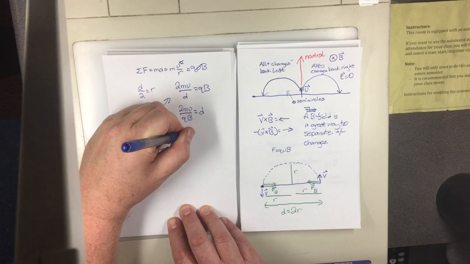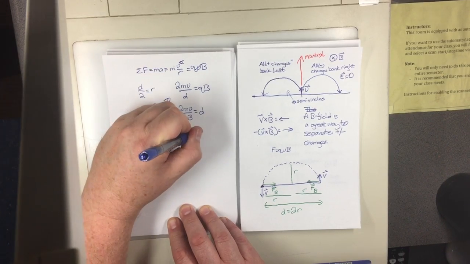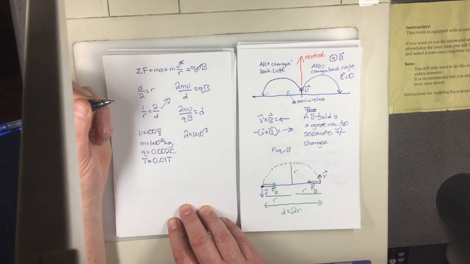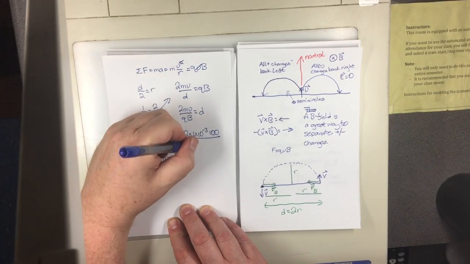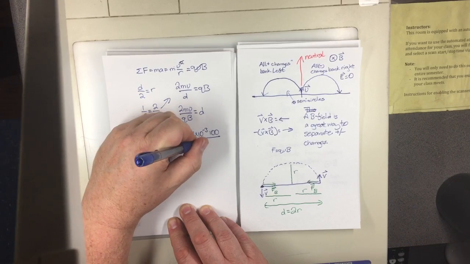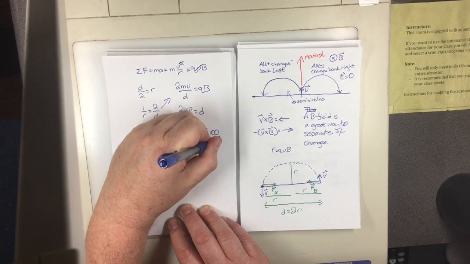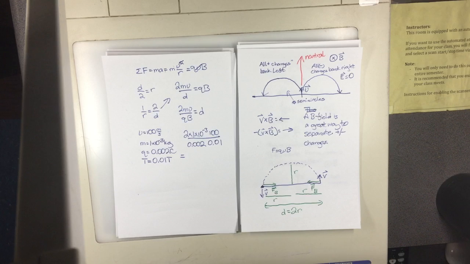So this becomes 2 times 1 times 10 to the negative 3. V is 100. Q is 0.002. T is 0.01. And let's hope that the numbers work out.